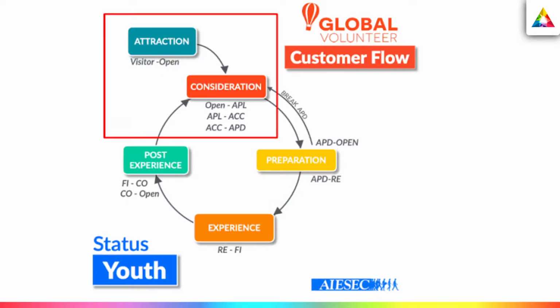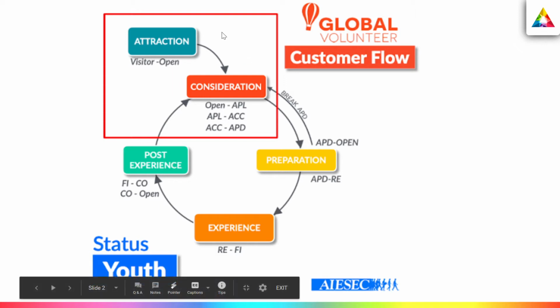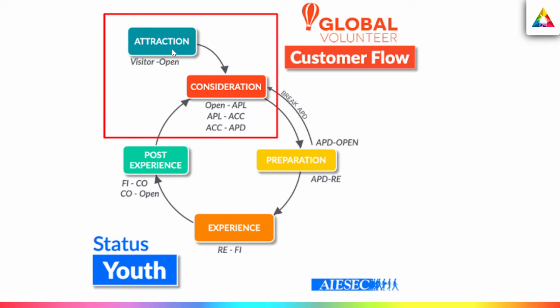So the first thing that I need you to have very clear is the customer flow. This is the current customer flow that we have, and as you see, we have this red line here, and we have the attraction and consideration stage.